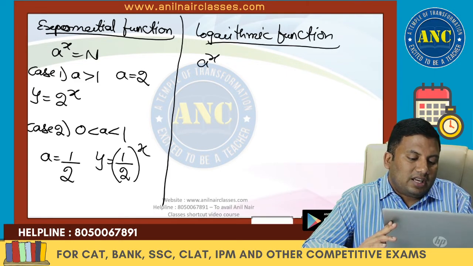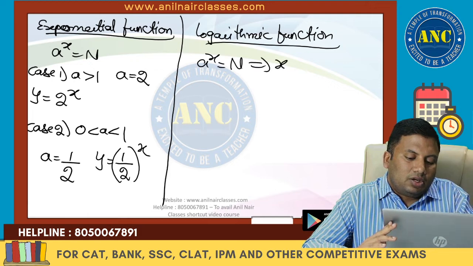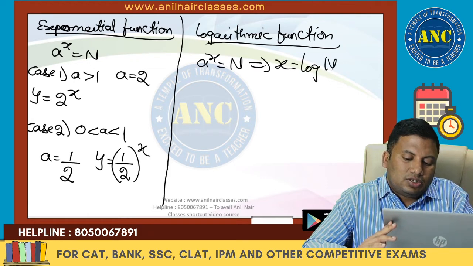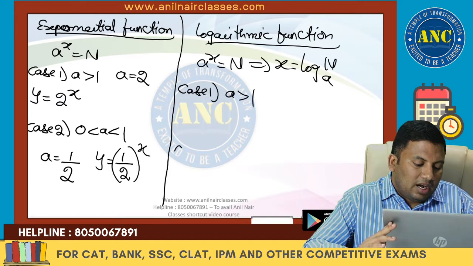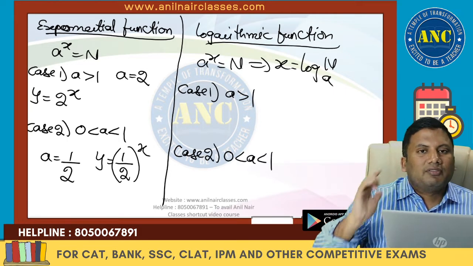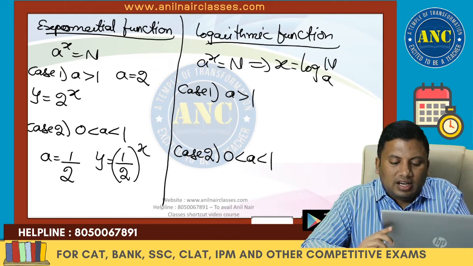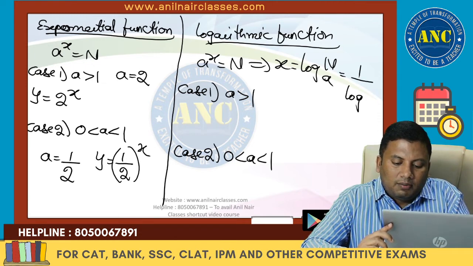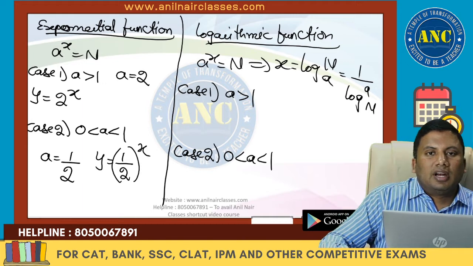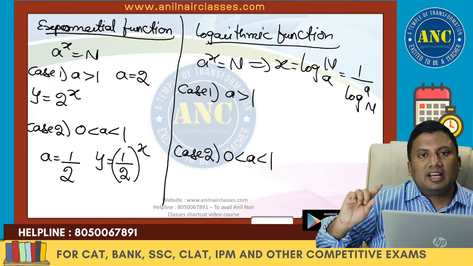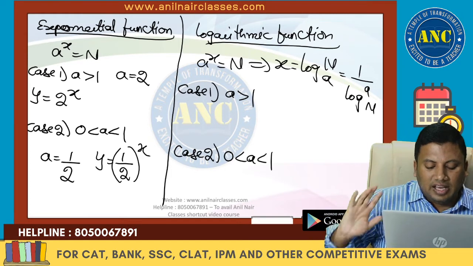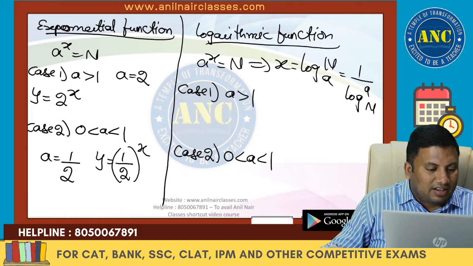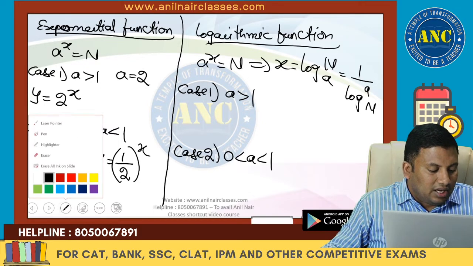if a power x equivalent to n, x equivalent to log n base a, again two cases will be there. Case number 1, a is greater than 1, and case number 2, a will be from 0 to 1. I hope it is clear. This is also nothing but 1 by log a base n. That is the reason we took the two cases, where one case is lying from 0 to 1, and another case is lying from a greater than 1. I hope the idea is clear.